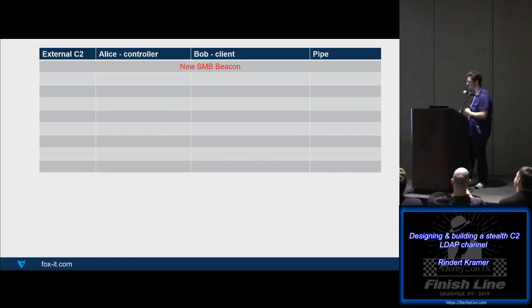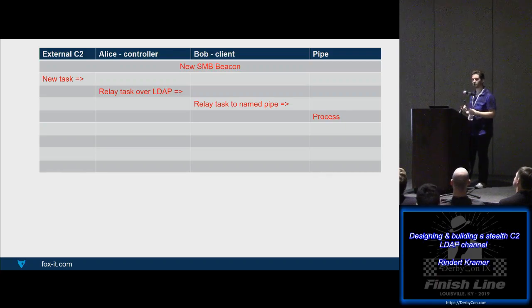So at this point, a new SMB beacon will appear in Cobalt Strike. And let's say that we want to run a task, for example, take a screenshot or run ipconfig or stuff like that. The task will be sent to Alice, and Alice will relay the task over LDAP back to Bob. And Bob will write the task on the named pipe server.